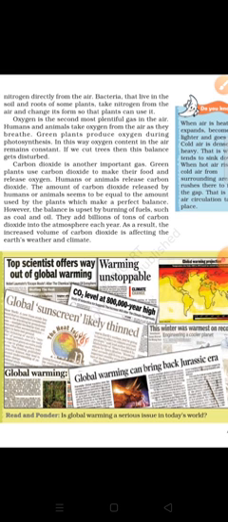Now carbon dioxide is another important gas. Green plants use carbon dioxide to make their food and release oxygen. Humans and animals release carbon dioxide. The amount of carbon dioxide released by humans and animals seems to be equal to the amount used by the plants, which makes a perfect balance. However, the balance is upset by the burning of fuels such as coal and oil. They add billions of tons of carbon dioxide into the atmosphere each year. As a result, the increased volume of carbon dioxide is affecting the earth's weather and climate.